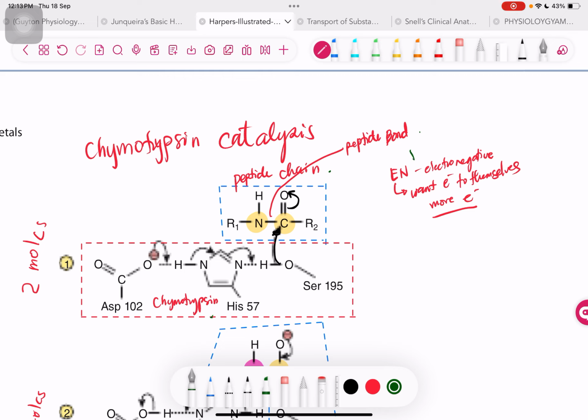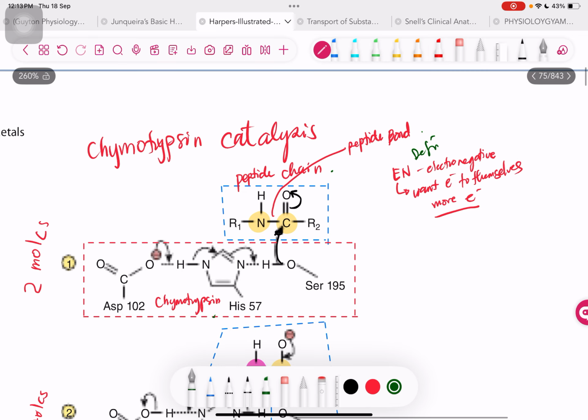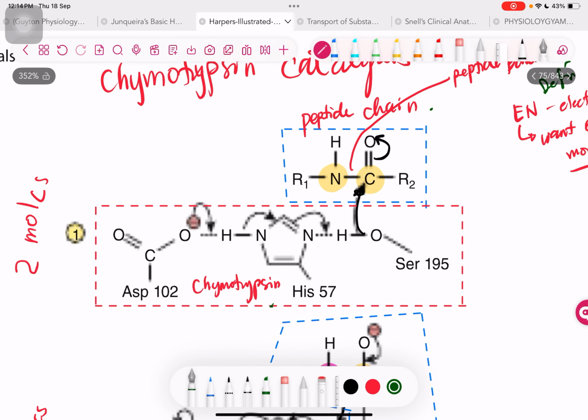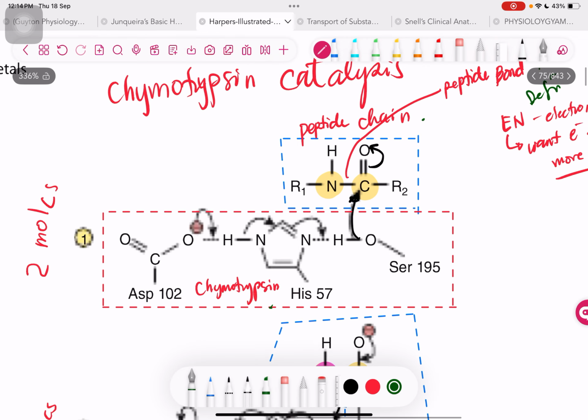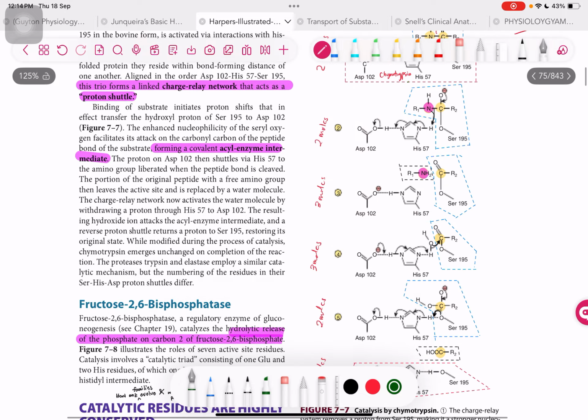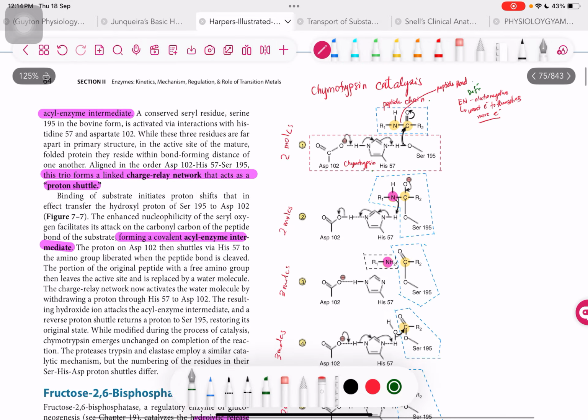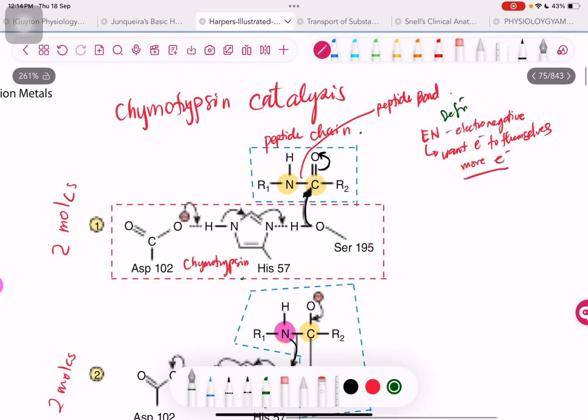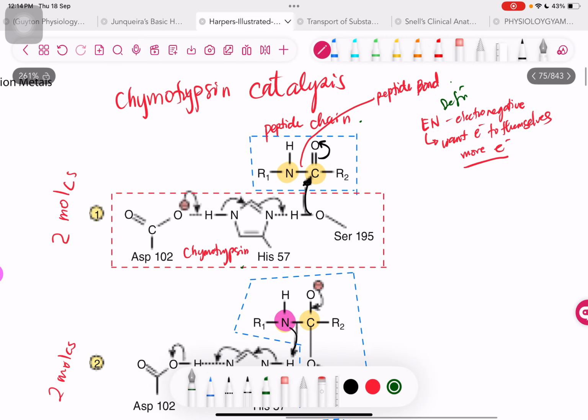Now, definition. We have electronegativity or electronegative molecules. They want electrons to themselves more, or they want more electrons. So, number one, there are two molecules, and the goal is to break down the peptide bonds and to create amino acids at the end that can be used or reused again to create another set of peptide chains.